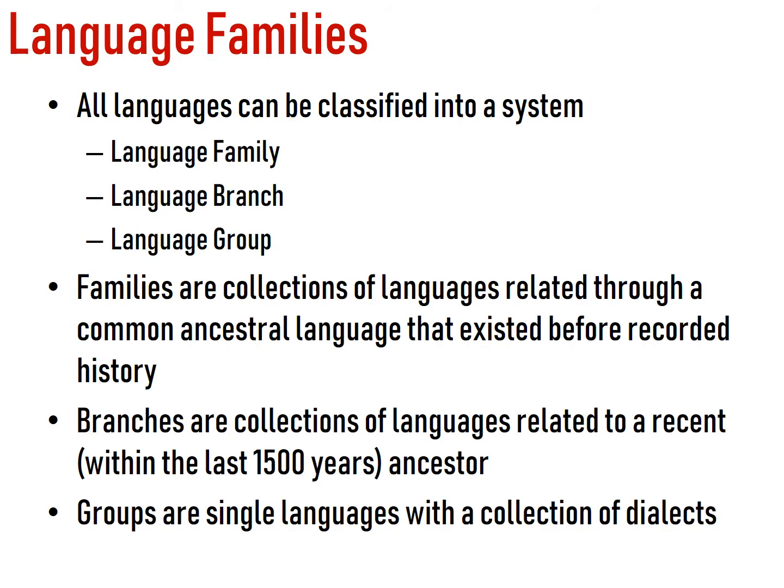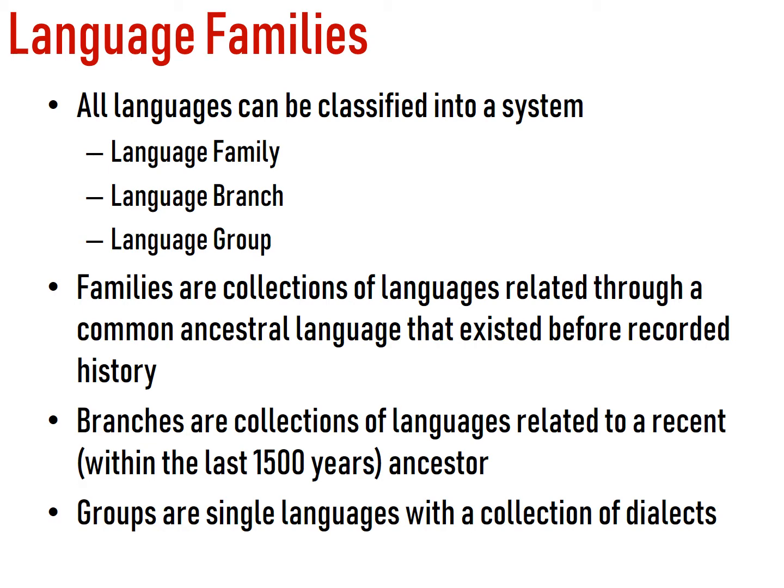So first, before we can dig into anything, we have to understand how languages are classified. All languages are classified into three parts, let's say. We have the language family, the language branch, and the language group. Each one of these classifications comes with a reason why it's classified that way, obviously. Families are collections of languages with a common ancestral language. Basically, all these languages that are tied to a family come from this language that existed before recorded history.